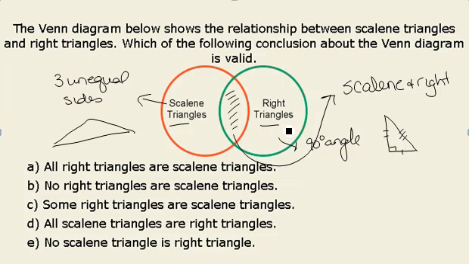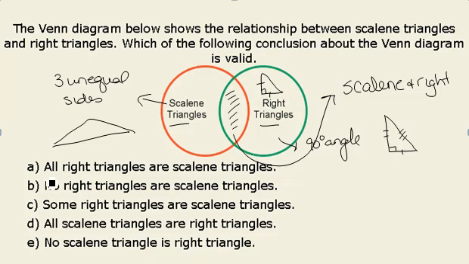It also shows that there are some right triangles that are not scalene, which means we could have isosceles right triangles that have the legs being congruent. We know that there can't be any equilateral right triangles, or a right triangle cannot have three equal sides, because by definition the hypotenuse of a right triangle is always the longest side.